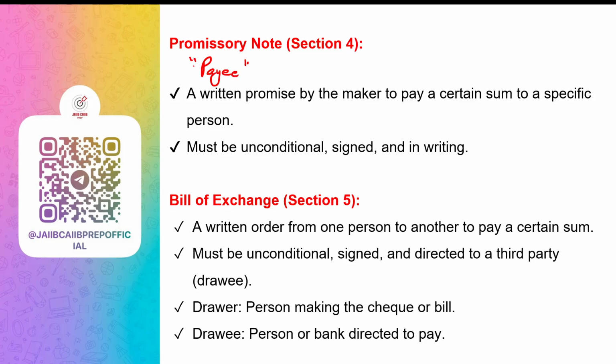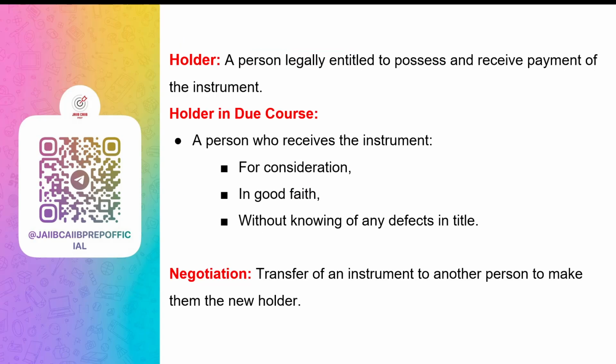Payee is the person who receives the money. Holder: a holder is someone who has the check, bill, or promissory note in their name and has the legal right to receive the payment. Even if the check is lost or destroyed, the person who originally held the instrument in their name remains the rightful owner and can claim the money.